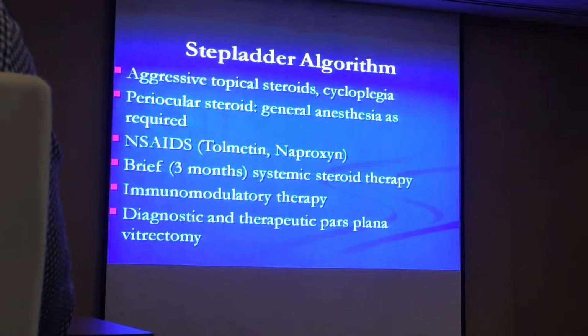The same approach that we take is a step-ladder algorithm, whereby you go from the medication with the least risk to that with a little bit higher risk. So you use topical steroid in the short term. You need periocular steroid if you need to consider that. And again, for children, obviously you do it under anesthesia.